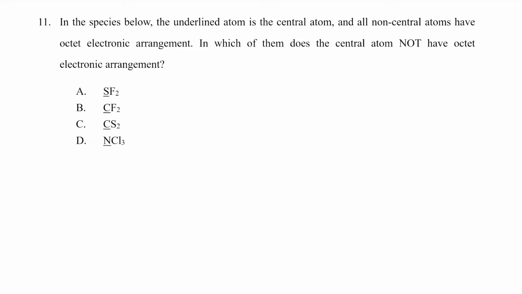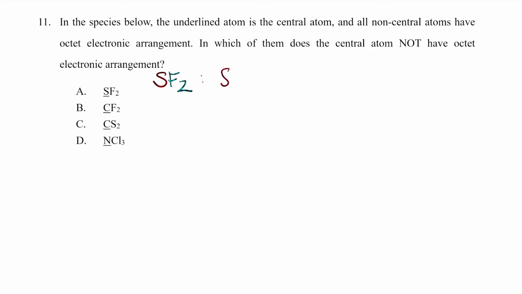2015 question 11. In the species below, the central atom is the underlined atom, and all non-central atoms have octet electronic arrangement. In which of them does the central atom not have the octet electronic arrangement? So for these types of questions, you can immediately write down their electronic arrangements, and you'll see on the left and right whether they balance out each other or not.